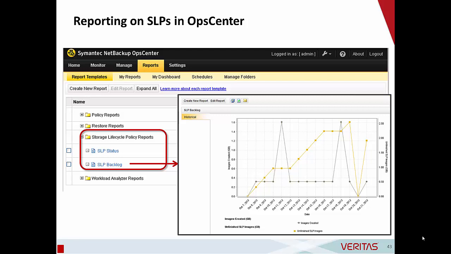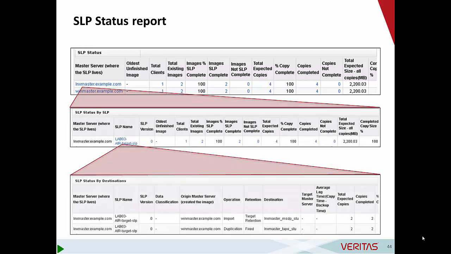Remember that in many cases, it may not be possible to use AIR as your one and only DR solution, where everything gets replicated from one domain to another. It might be that only the most critical backups receive this treatment, and then other data has to be protected using other means. Here's a look at the SLP status report, showing me the high-level status by default of storage lifecycles for a particular master server. And you'll see that using the links in this report, I can drill down to get a little more detailed, where I can see specific lifecycles and get a lot of detail about the status of their operations.